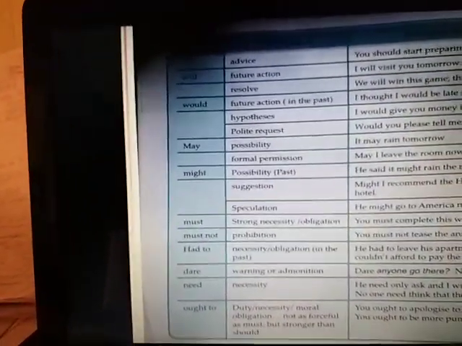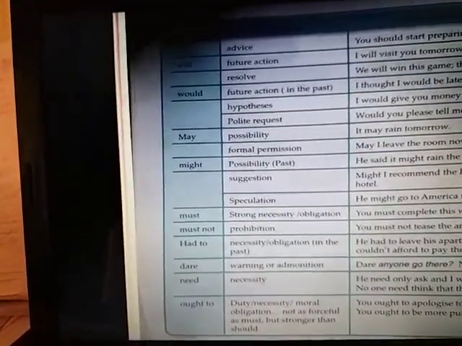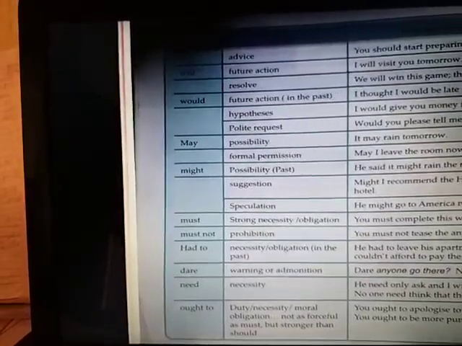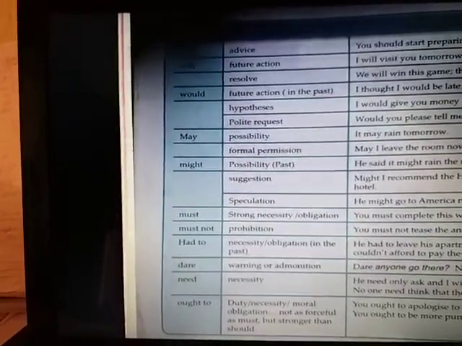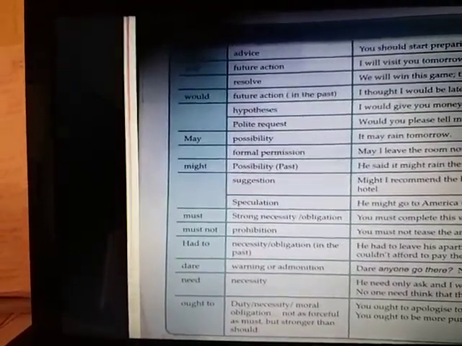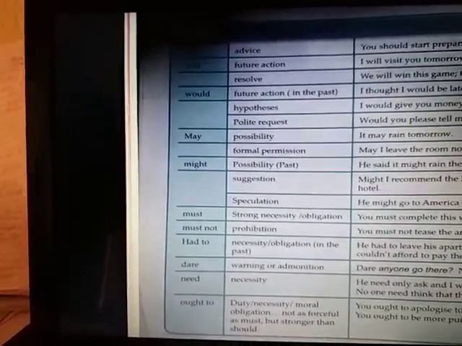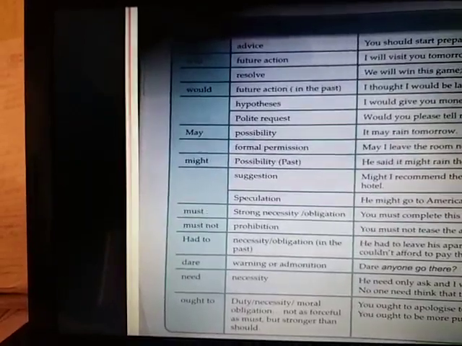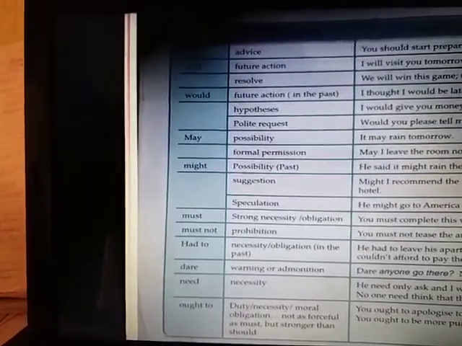Next, will. Will and shall are used to show determination or a promise and sometimes a threat. Will is used to make a request or to ask for favors. Will is also used to ask for information.